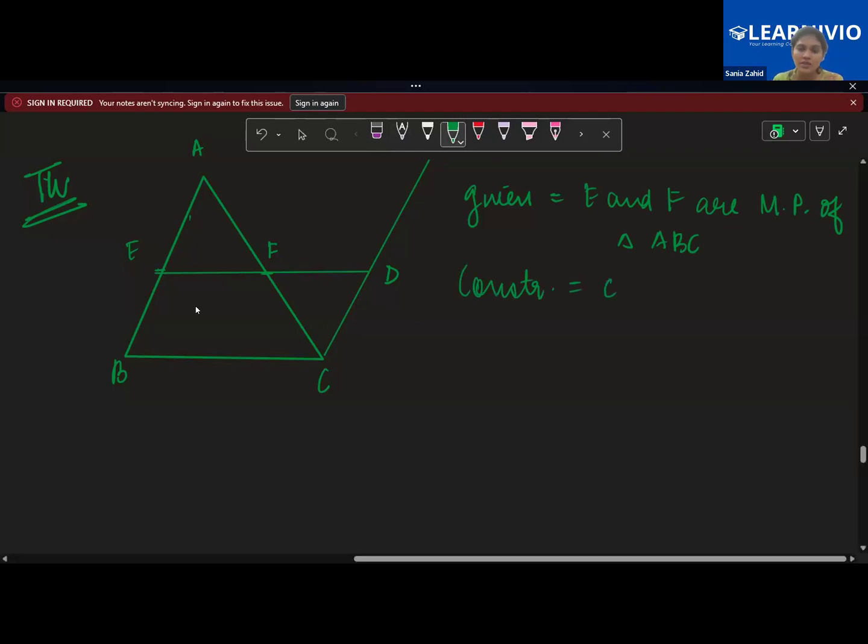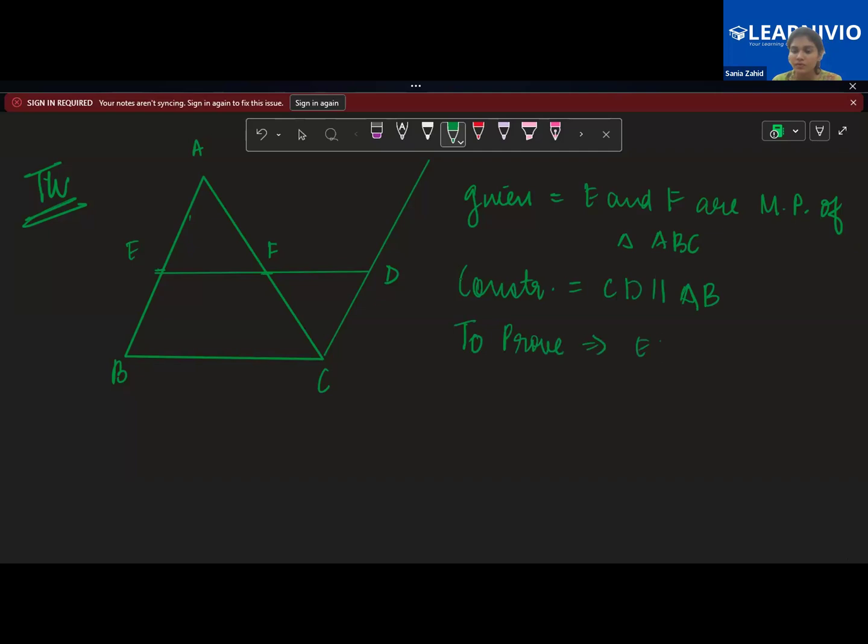Construction is CD parallel to AB. To prove: EF parallel to BC, EF is half of BC. Okay. Now I'll write the proof.